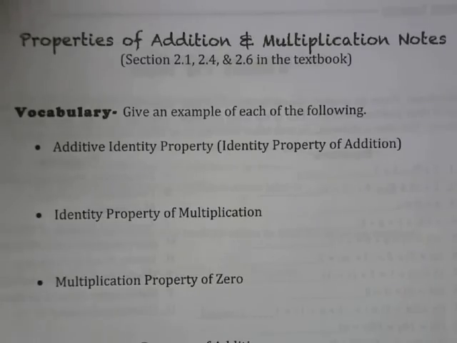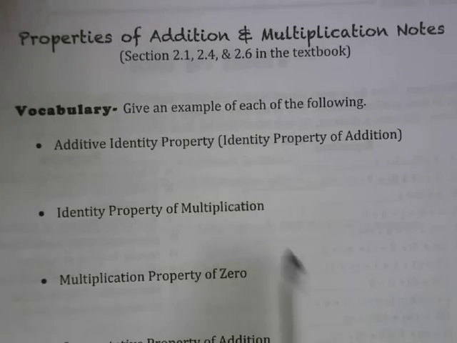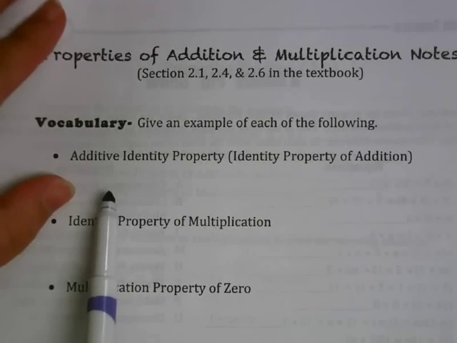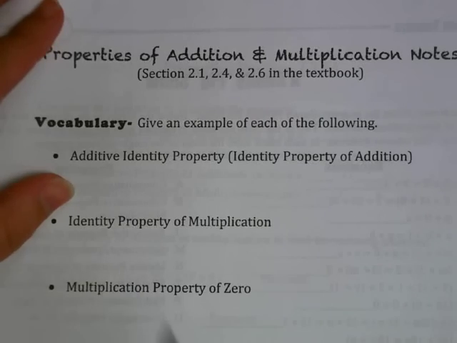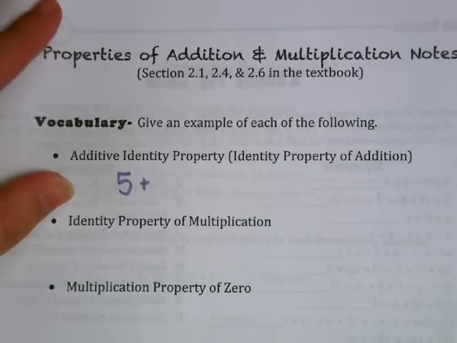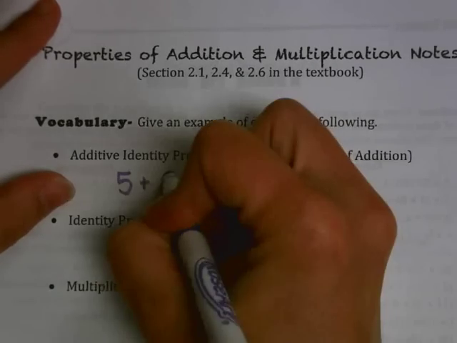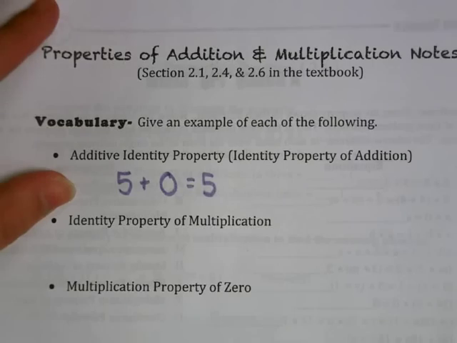So let's start with the additive identity property right here. It's also called the identity property of addition. The idea is you can add something to a number to keep its identity. So let's say we have the number 5. Can you guys tell me, what are you going to add to 5 to keep its identity, to keep it the same? You're going to add 0, right? So 5 plus 0 keeps its identity. It keeps it 5. That's the additive identity property.